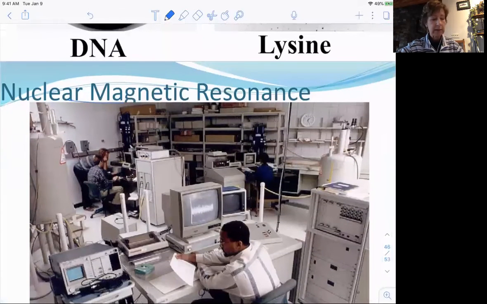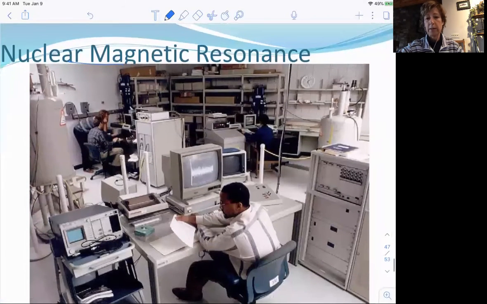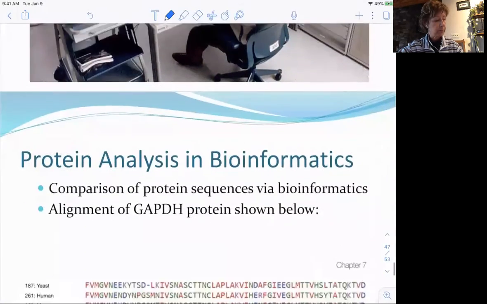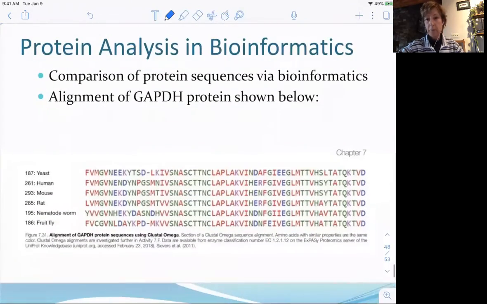NMR is another technique that's being used to look at protein structures. Some very sophisticated techniques will allow us to get a more in-depth look at structure. Once we have the primary sequence of proteins, and a lot of these are in the databases, the databases will have the primary sequence.